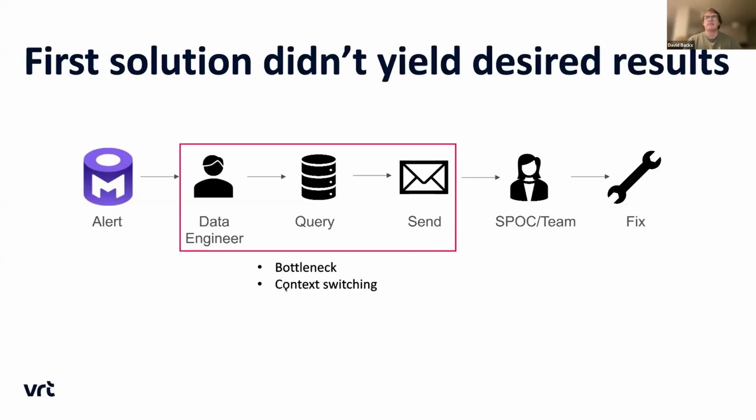Now, this didn't really get the results we wanted. The data engineer quickly becomes the bottleneck because of the growing number of test cases. Also, context switching is difficult. It takes up a lot of your time, and they don't have time to focus on their own tasks. Also, there's no real ownership from the SPOC team. It's more of an annoyance to them that we always send them a message like, hey, this failed, can you look at it? So there's no ownership, more of an annoyance for them.